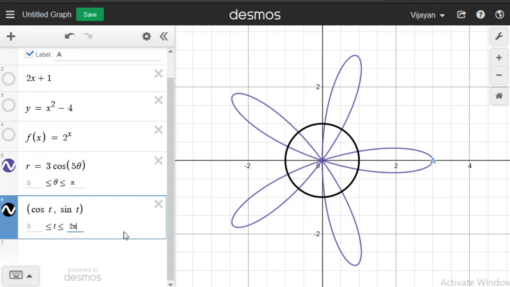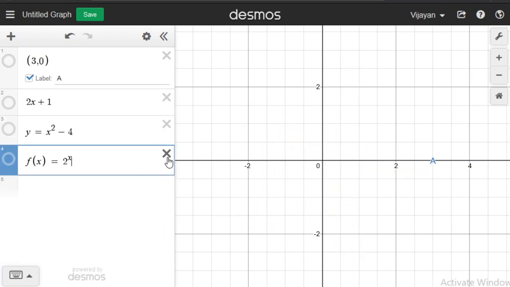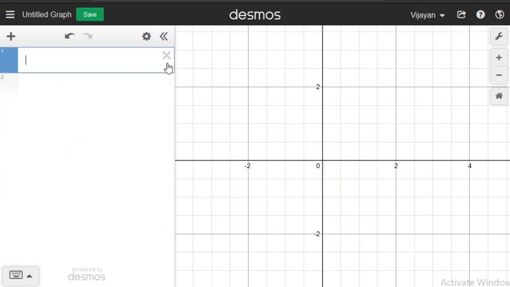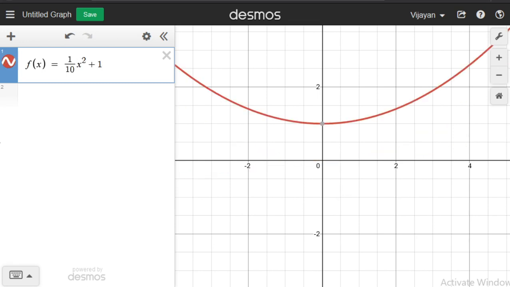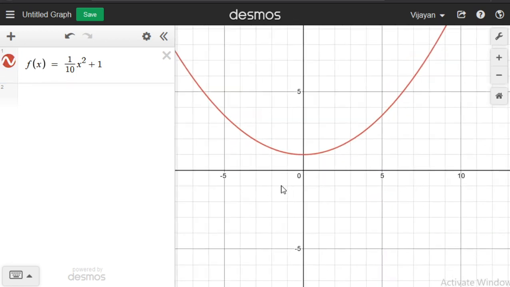Now let's talk about integration. Integration is very important in the syllabus. Suppose we take a function f of x is equal to 1 by 10th x square plus 1. As you can see, this is a parabola.